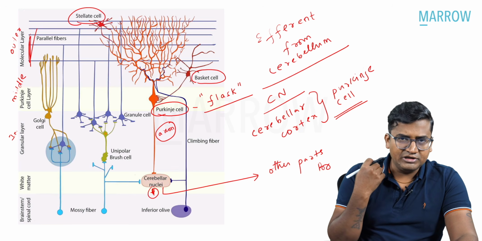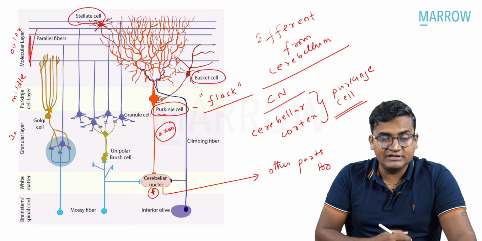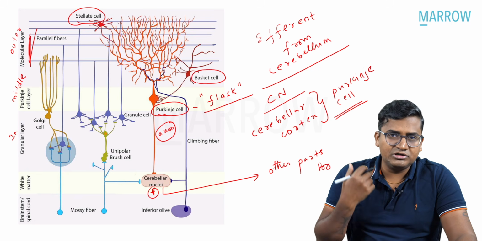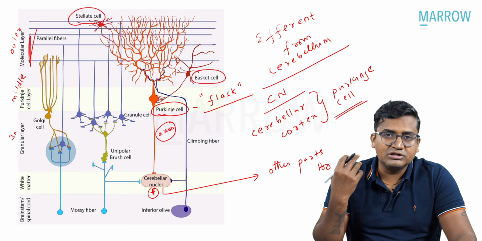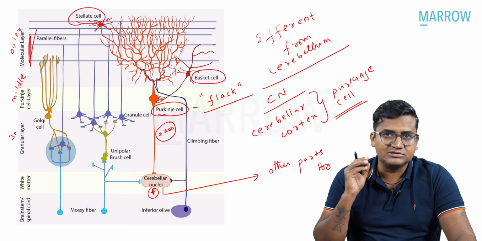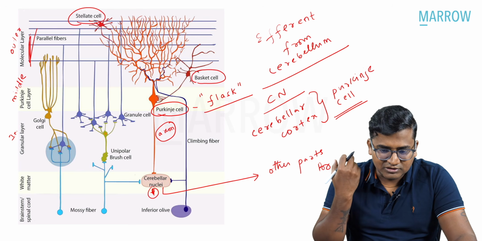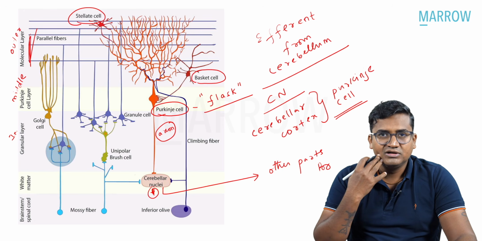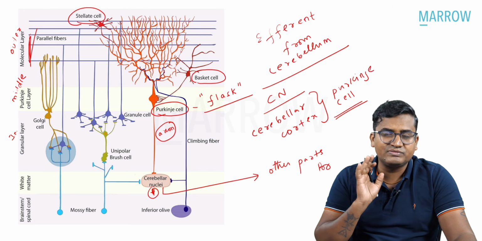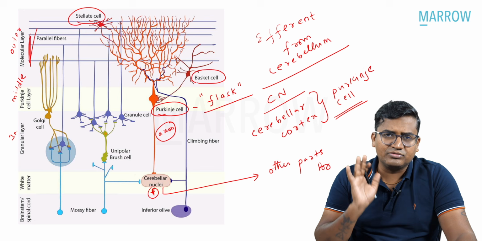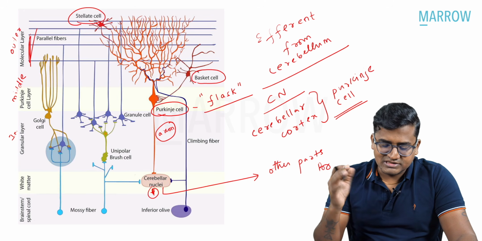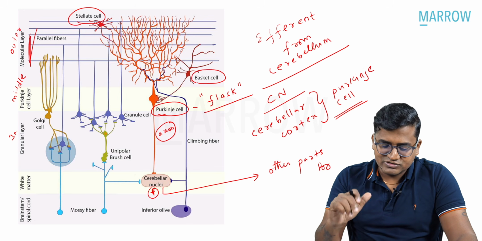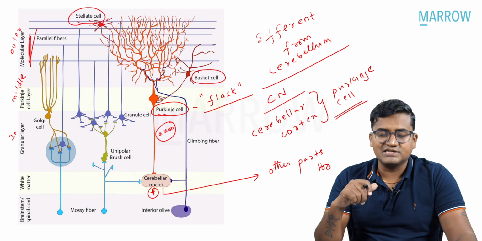You have a time. Only 200 questions we have in 3 hours. So please go through the question carefully. Don't overread the question. Take some time. See the actual language of the question. So whenever you see the efferent question from cerebellum, you have to be so careful. Efferent from cerebellum means cerebellar nuclei. Efferent from cerebellar cortex means Purkinje cell.